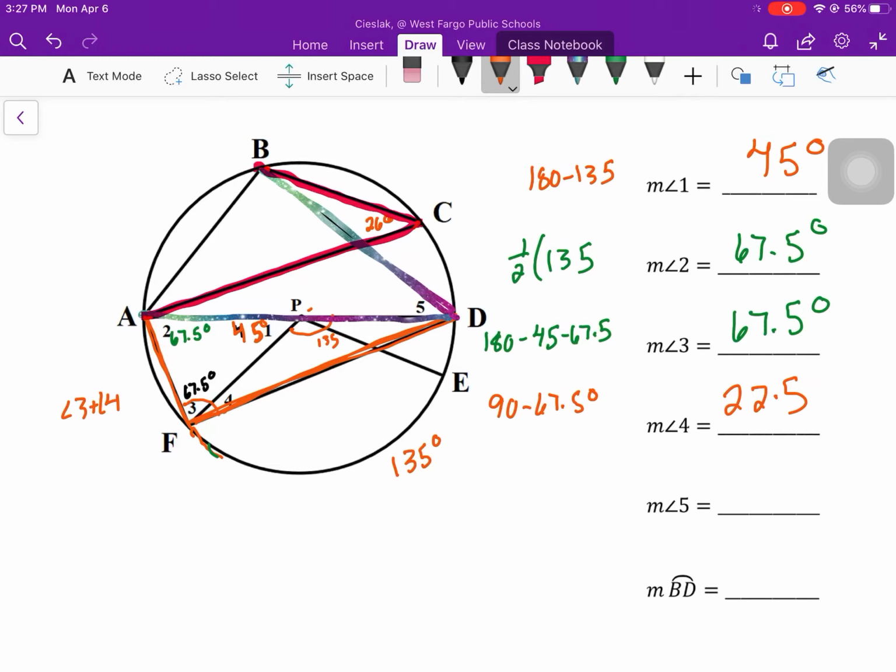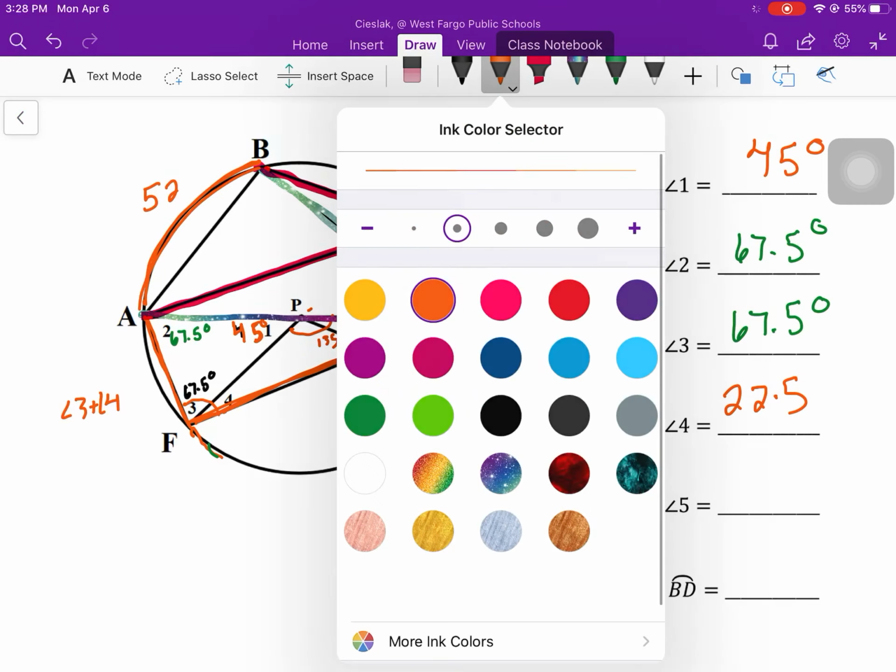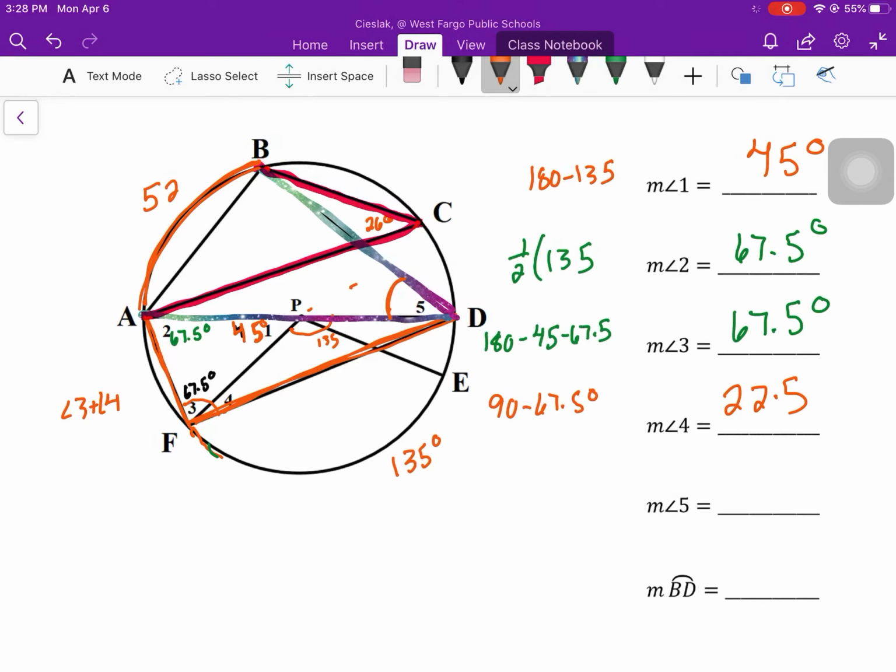So since it's inscribed, if that is 26, that would mean that the arc measure is going to be double that. So 26 times 2, that's going to tell me that this entire arc is 52, which tells me that this, oops, is also 26. Now, we had a theorem that told us that this angle and this angle would have to be congruent if they intercept the same arc. So really, you wouldn't have had to put that 52 on there.